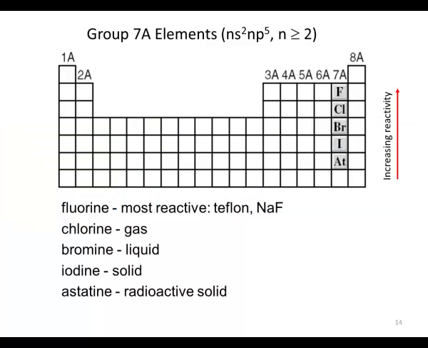The 7A elements, the halogens. Fluorine is the most reactive. It's used in the manufacture of Teflon and sodium fluoride, typical additive of toothpaste. Chlorine is a gas. It's a pale green gas. Fluorine is also a gas. It's pale yellow. Bromine is a brown liquid. Iodine is a purple solid. And astatine is a radioactive solid. In this case, reactivity increases as you go up the group.